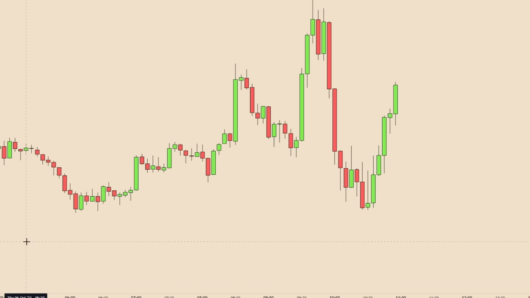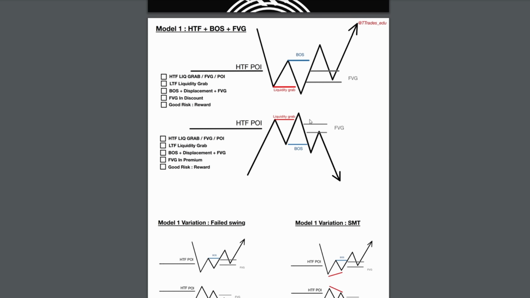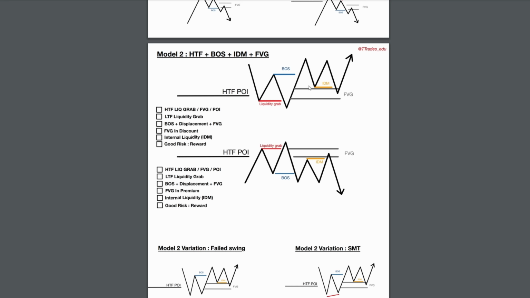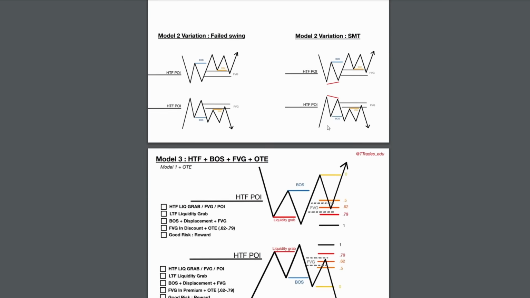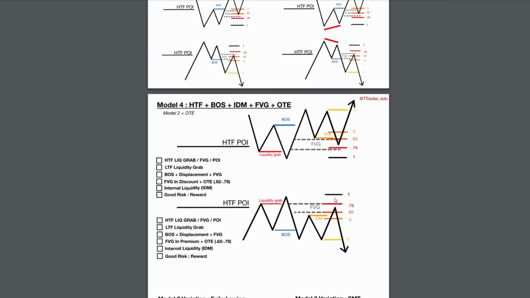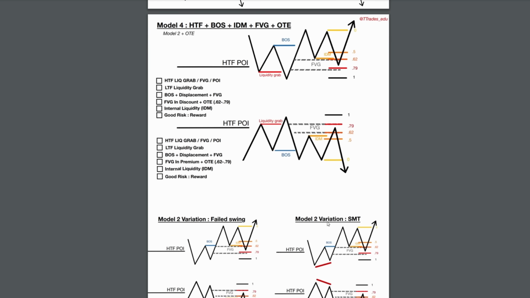We're going to go over the 4 models I have outlined on my Twitter, if you've seen that before, as well as a BPR entry. So going to look at those, you can see we have the classic fair value gap setup: liquidity grab, break of structure, fair value gap. Adding on to that, you can have internal range liquidity within there, and then really just adding an OTE to each of these variations, right? You can obviously add SMT or other things on top of that.